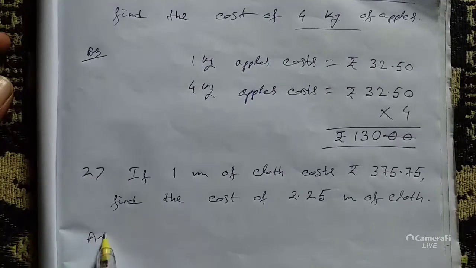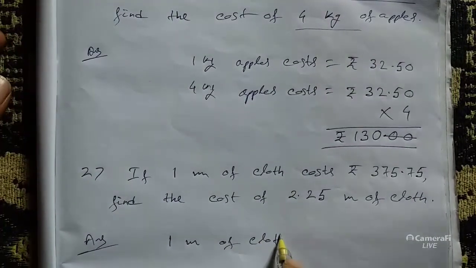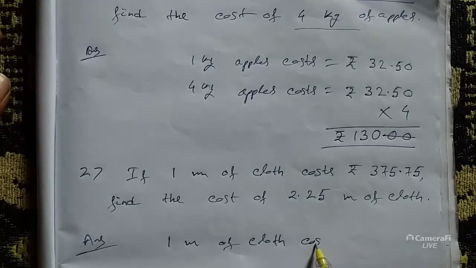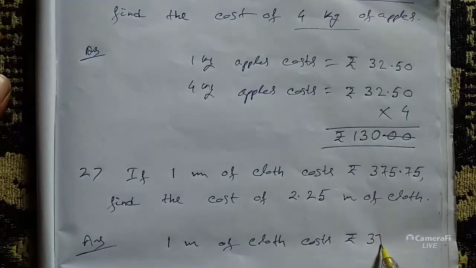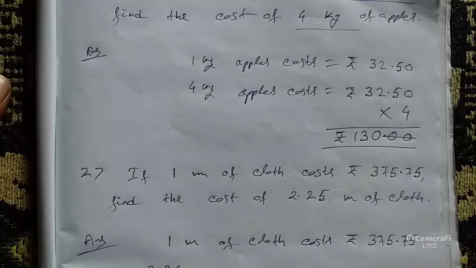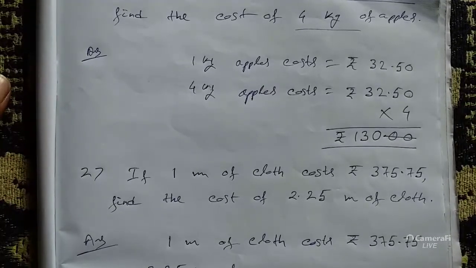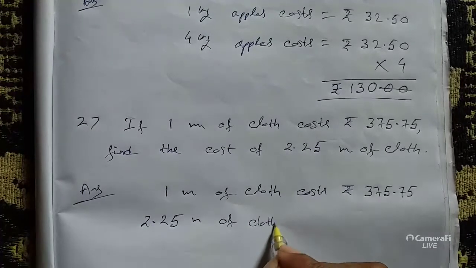So here, 1 meter of cloth costs rupees 375.75, and we have to find the cost of 2.25 meters of cloth.